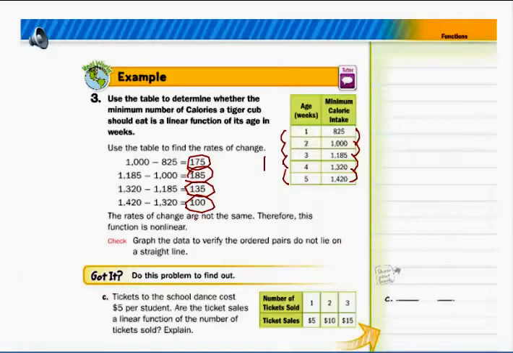So try C. Pause it and try C, please. All right. Tickets to the school dance cost $5 per student. Are the ticket sales a linear function of the number of tickets sold? Each of these is going up by 1. These go up by 5. Yep, so the rate of change is the same. So you would say linear. And if I had to explain, I would say it is linear because the rate of change remains constant.